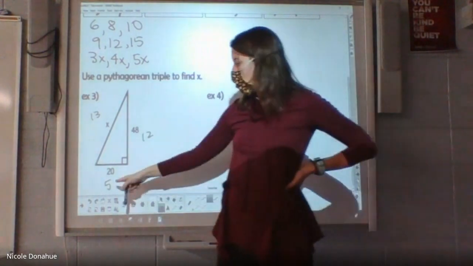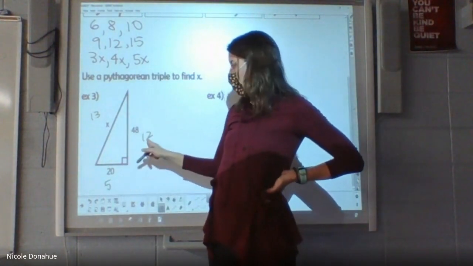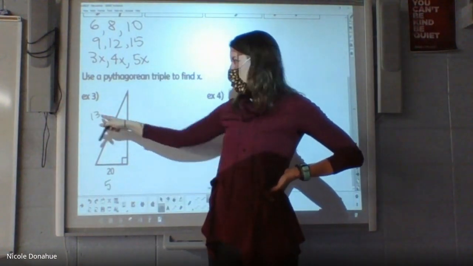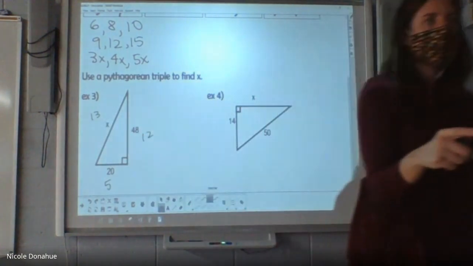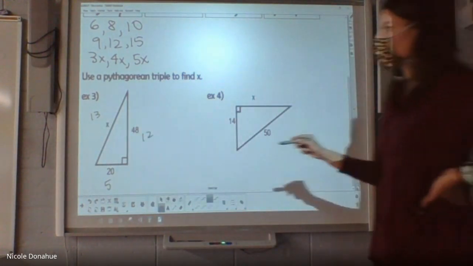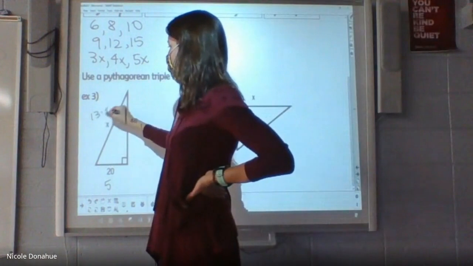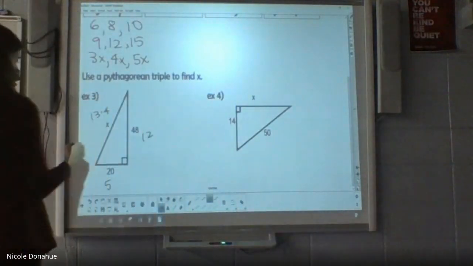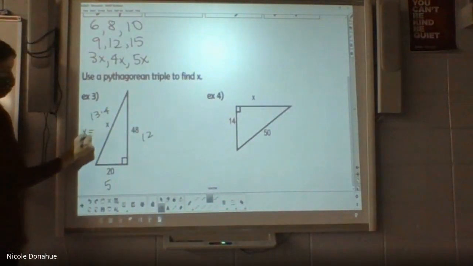However, 5 isn't listed, it's actually 20. 12 isn't listed, it's actually 48. So what do I have to do to 13? Multiply times 4. So my x value then is 13 times 4, which is going to be 52.